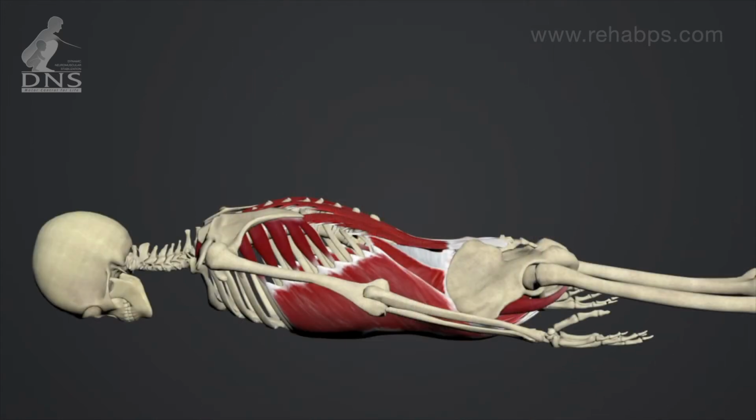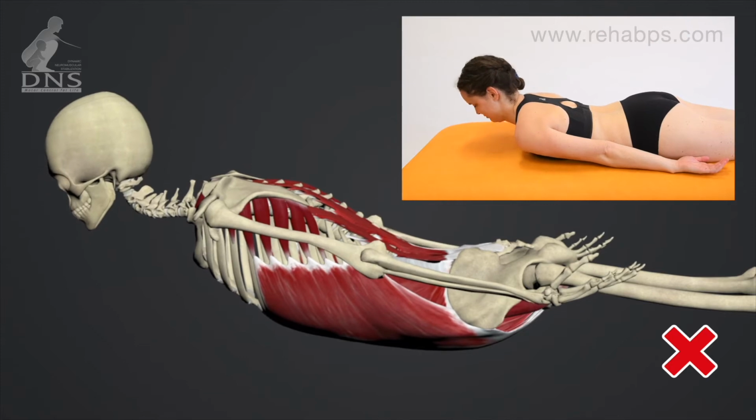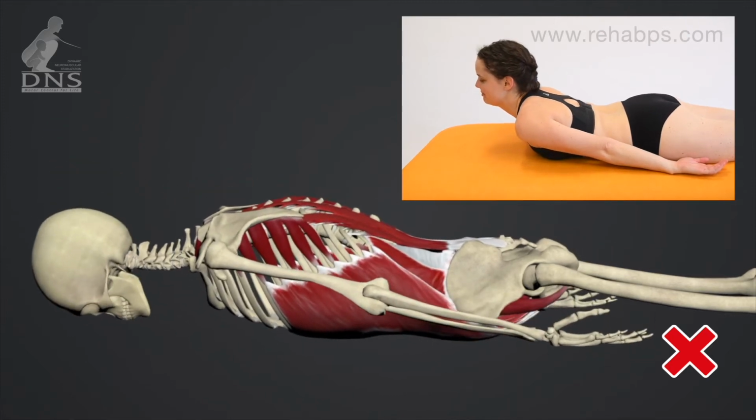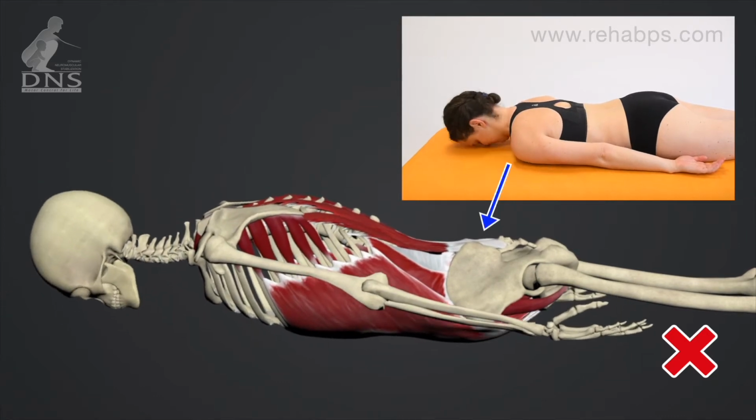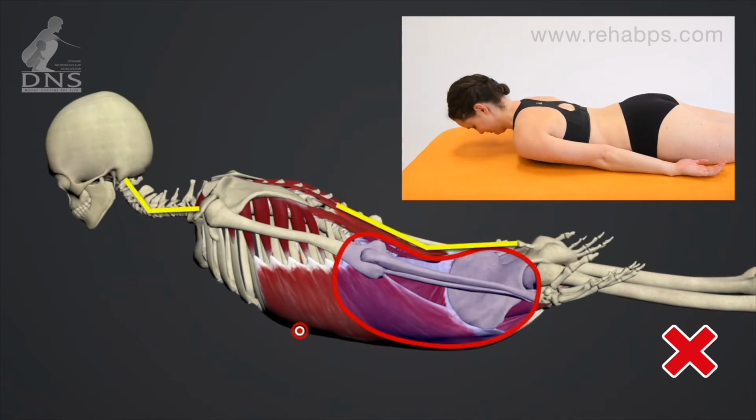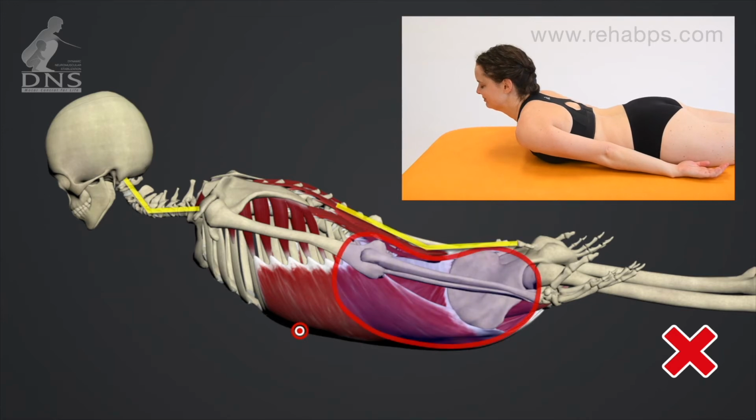rotation. If the core stabilization is insufficient, the curve of the spinal extension is not smooth, and the pelvis tilts anteriorly. The trunk remains on the mat while extension occurs mainly in the cervical and lumbar spine.